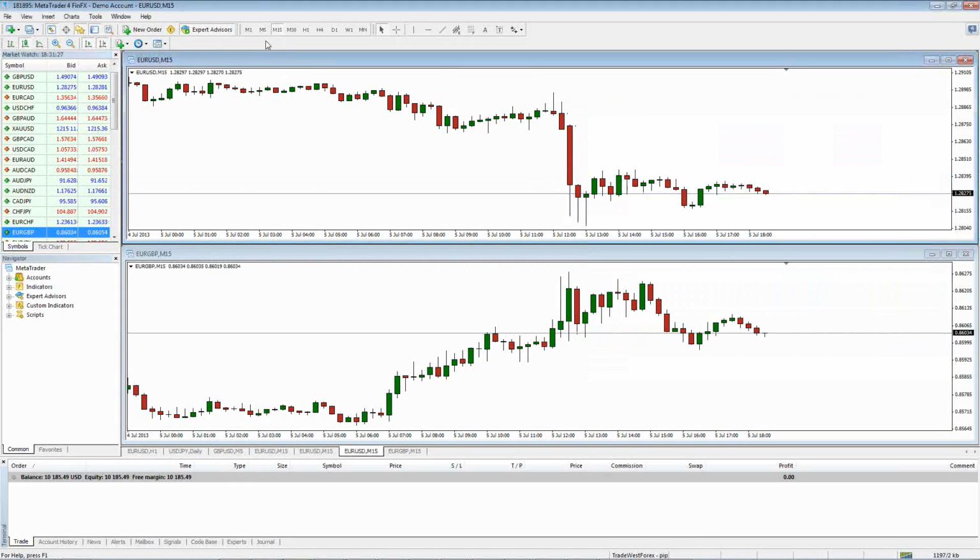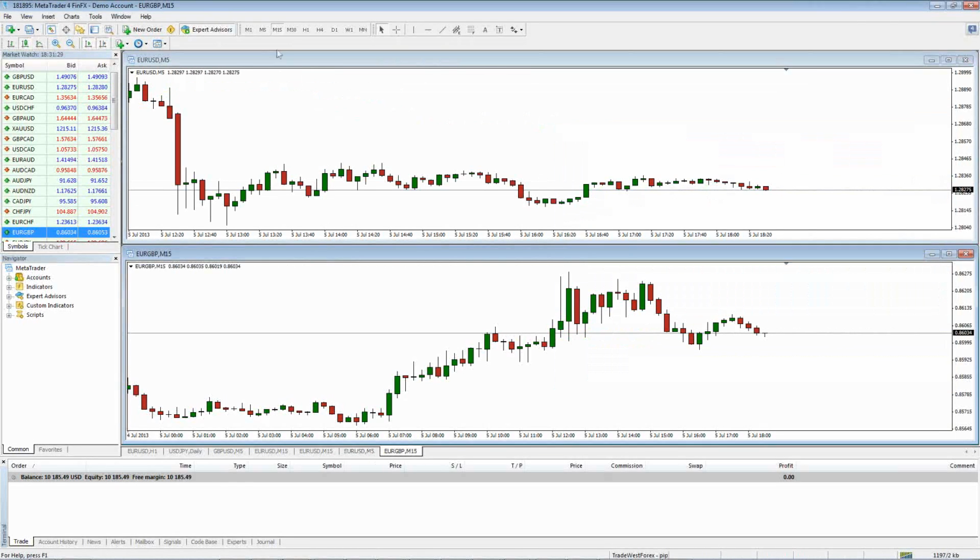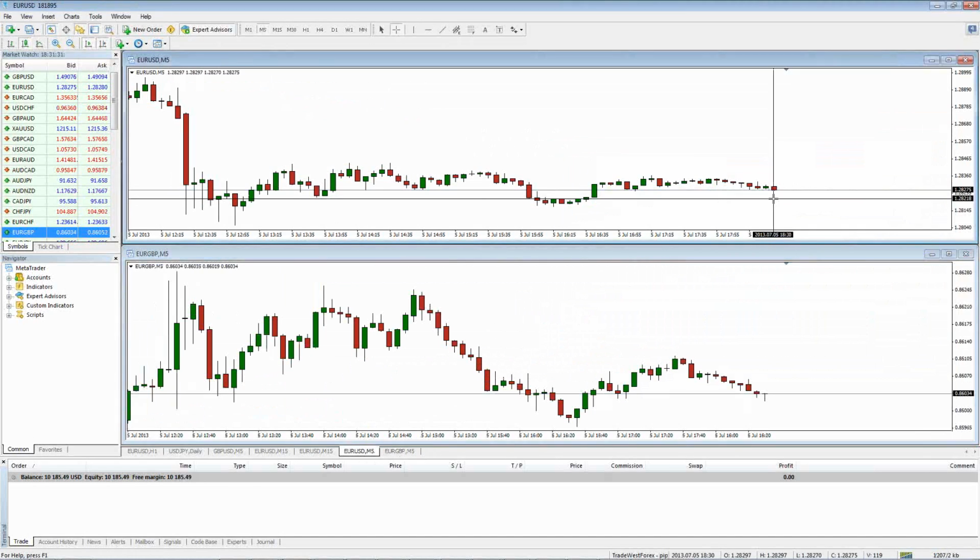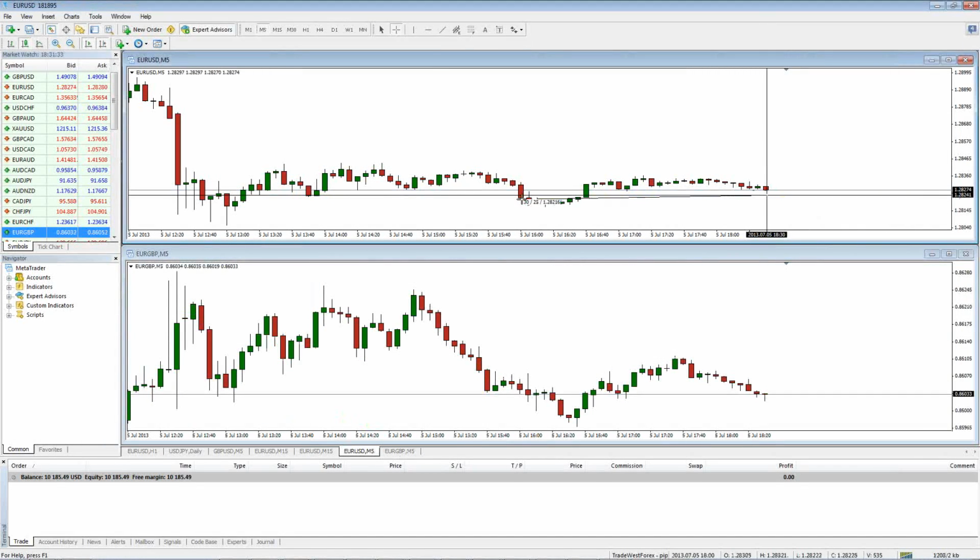So let me go show you what we can do here. We can go to our 5-minute. It's looking at the last 50 bars, 50 periods. So that's back to about right here. So I'm going to mark that bar.